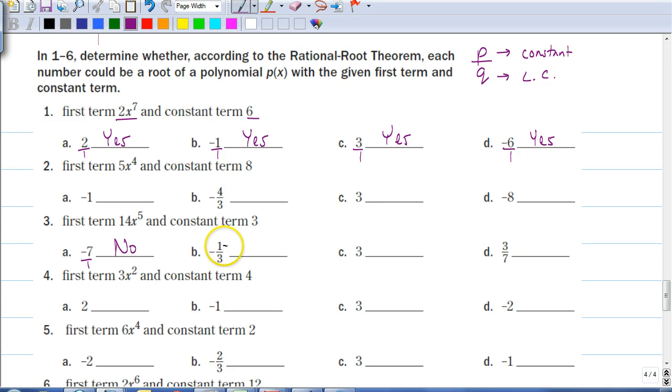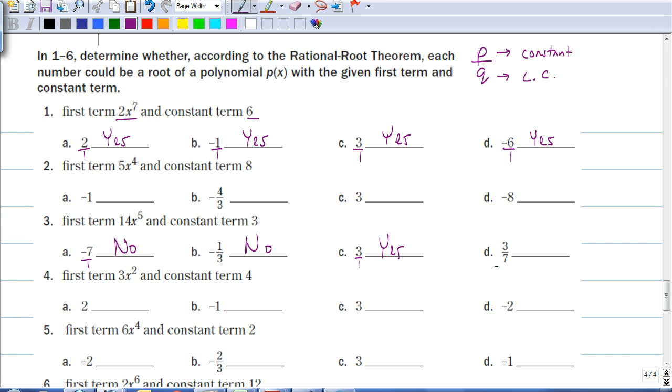-1/3. This time they give us a fraction. So this is your P and this is your Q. The 1 relates to your constant. So 1 goes into 3 evenly. 3 goes into 14? No, it doesn't. So your answer is no for this one. This one they don't give you a fraction. They give it to you as 3 over 1. So 3 goes into 3 evenly. 1 goes into 14 evenly. So this would be yes.